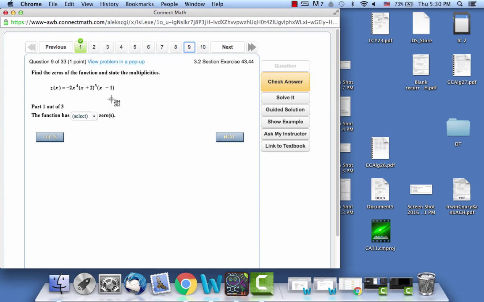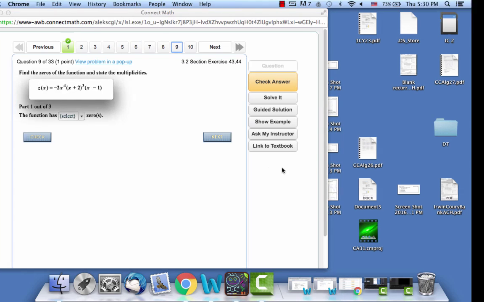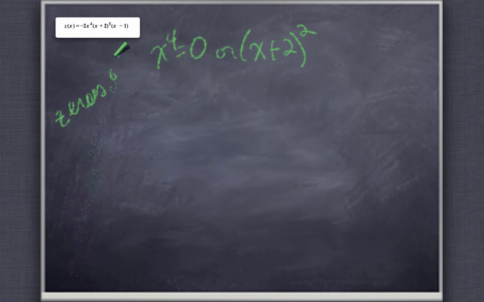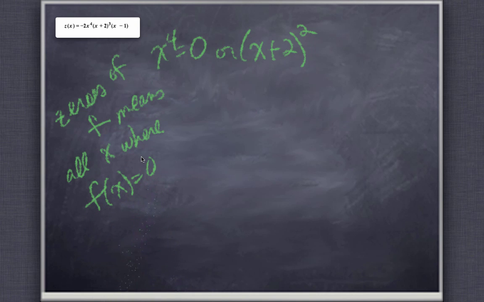Zeros, so if x to the 4th is 0, I'm looking for the zeros of the function. That means the intercept. So zeros of f means all x where f of x is 0. So this is another way of saying I'm looking for the intercepts, the x-intercepts. I could also say I'm looking for the roots of f. These are the same thing.